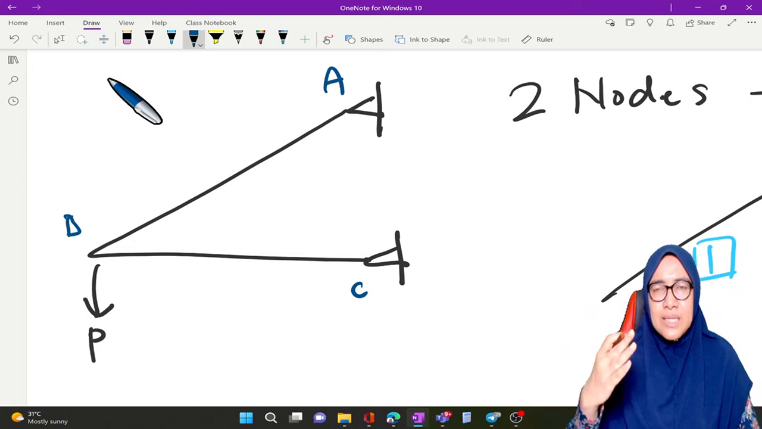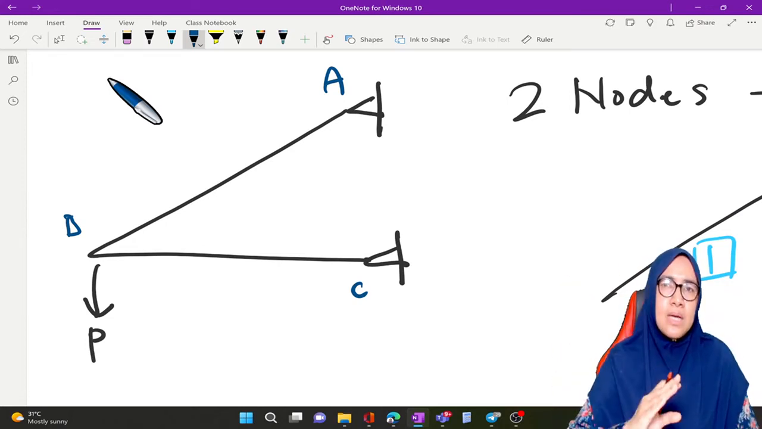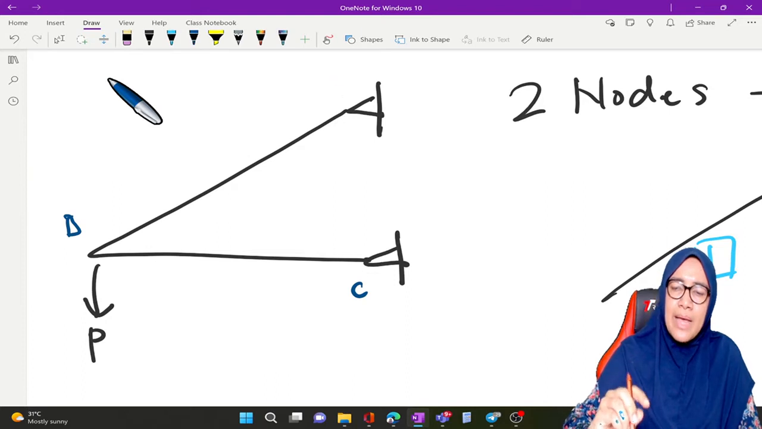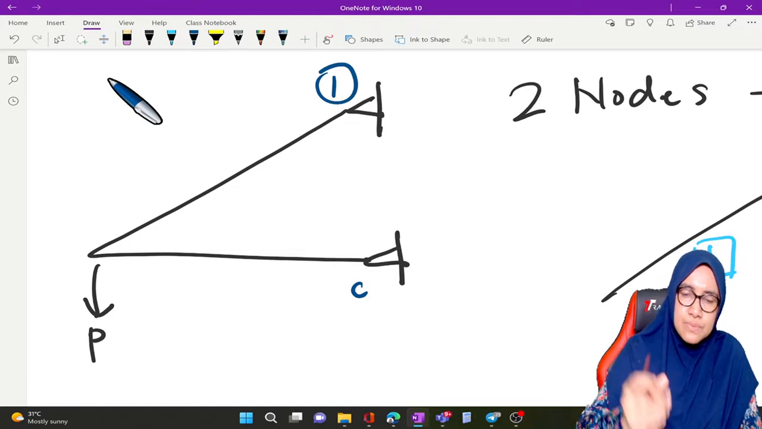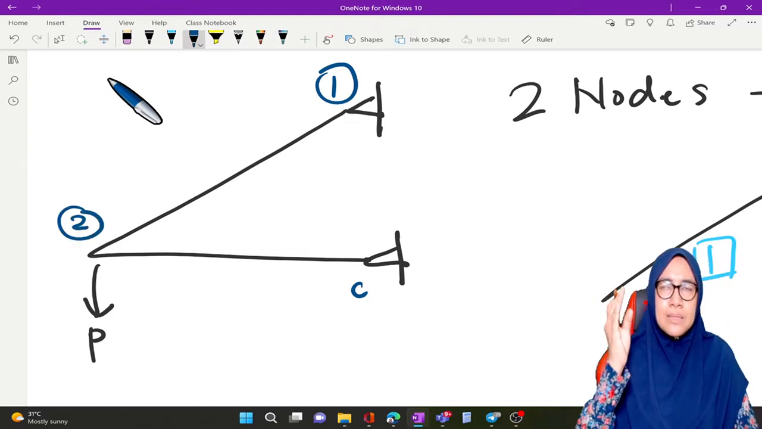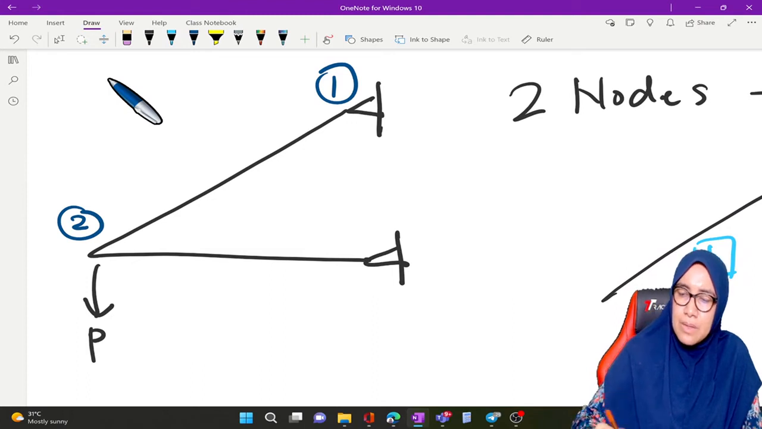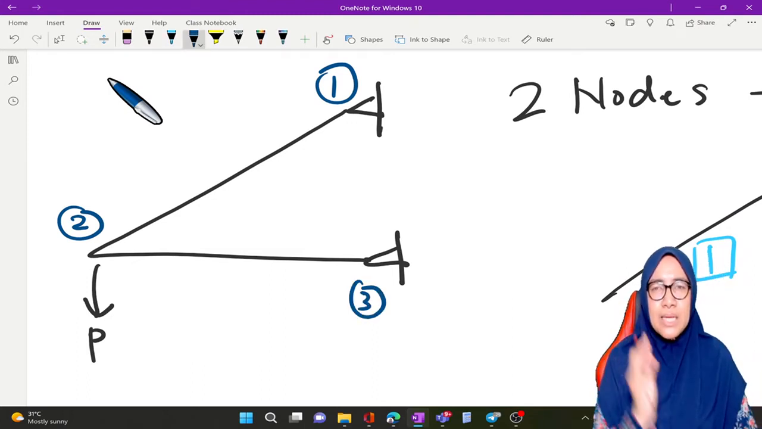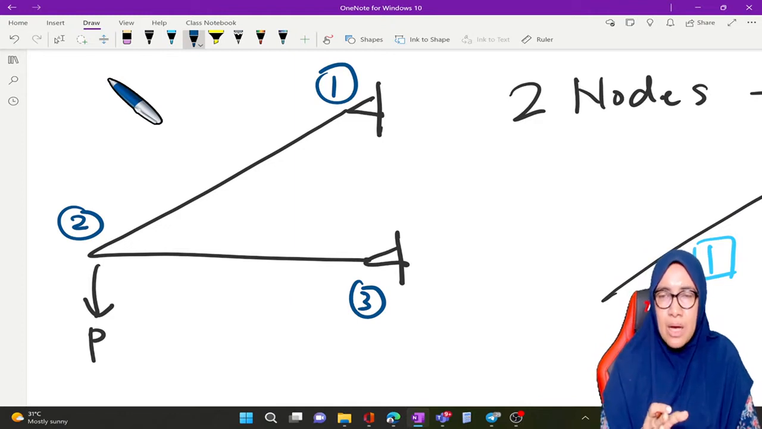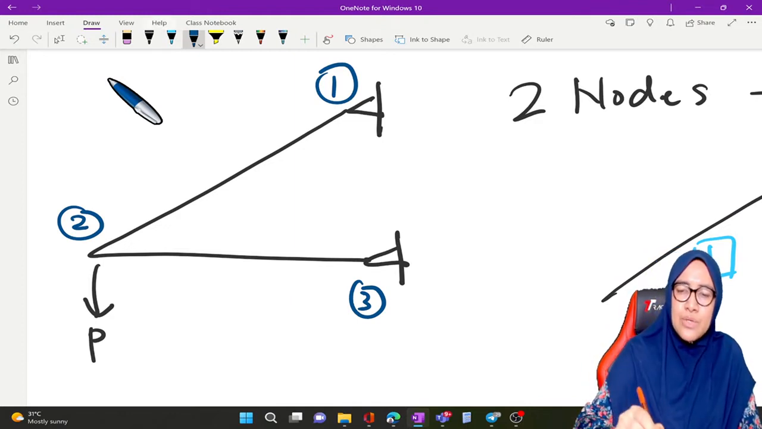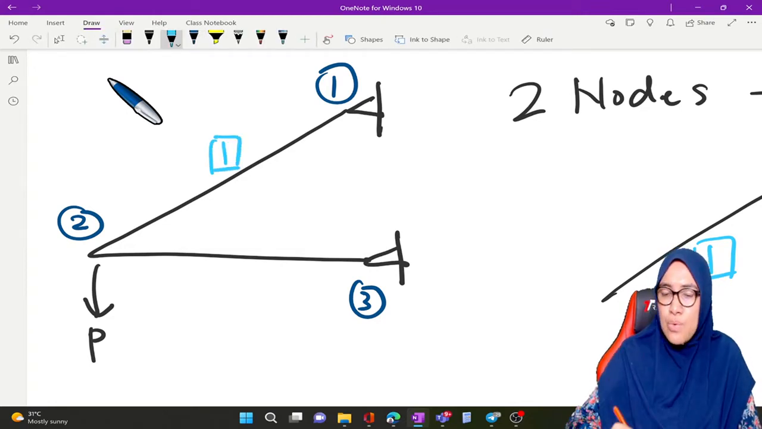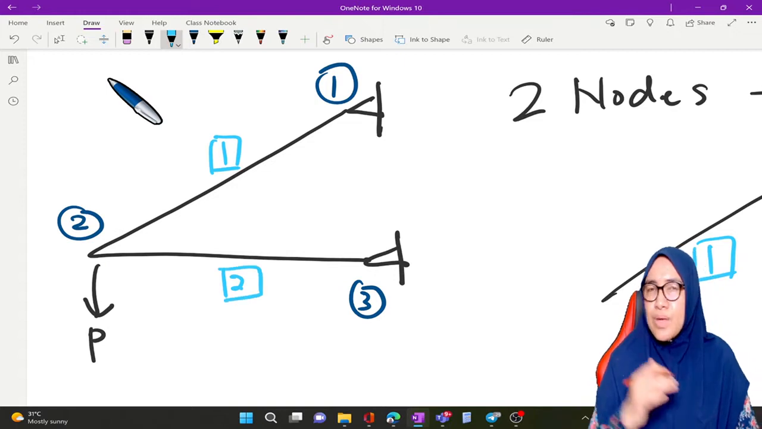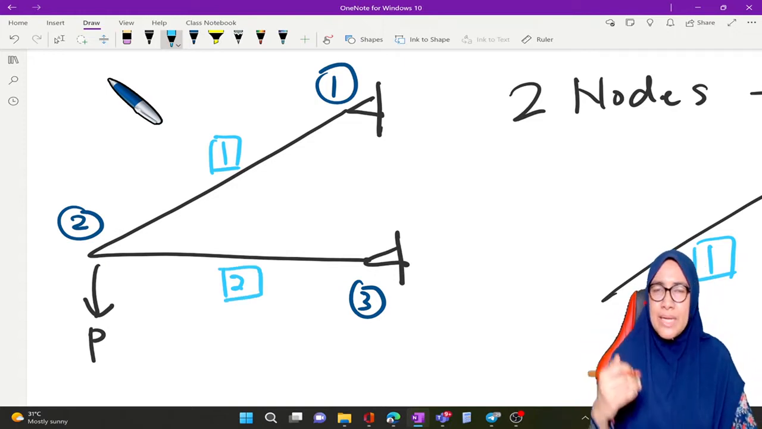But as I mentioned, in the stiffness method we have to change to numbers. So we label A as 1, B as 2, and C as 3. So we have 3 nodes. How many members? We have member number 1 and member number 2, or element number 1 and element number 2.